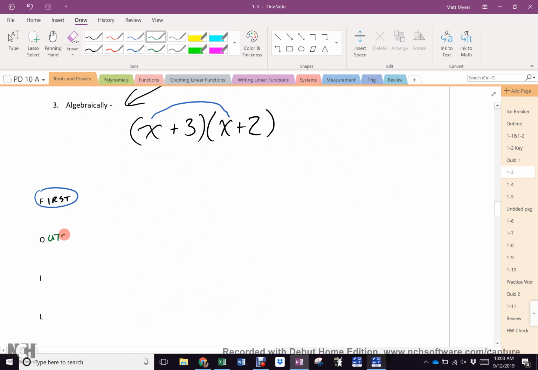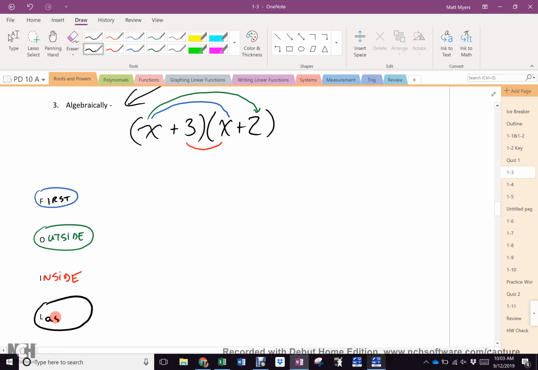O stands for outside, which is the outside thing you see and the next outside thing you see. Now you can see how this won't help if I have bigger polynomials, right? That's the green line. Red line, inside. So now I do the two inside things, and then a black line last.